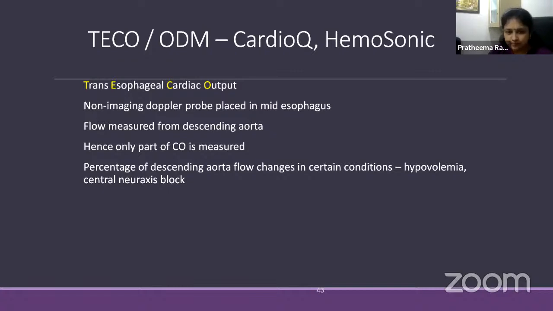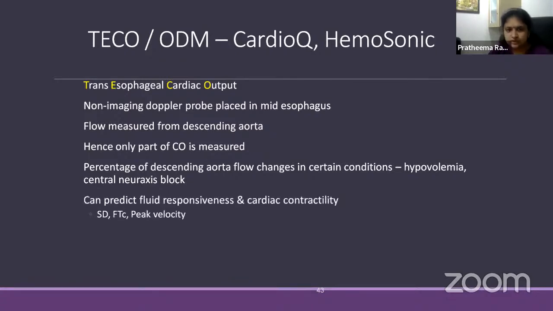But it can be left there for some time, and we can see whether the patient is having hypovolemia, or what is the percentage of descending aorta flow change in certain conditions, for example when spinal is given. This can be used in the operation theater when there is a high risk surgery. When we give fluid, or look at the cardiac contractility, what is the change? We can see a lot of changes, and only a graph is given. We do not see any images.